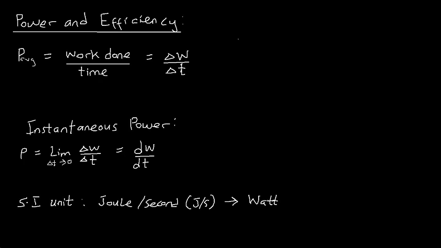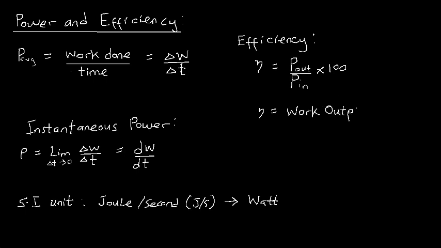We can define the efficiency of a machine as the ratio of its output power to its input power. To express this as a percentage, we simply multiply by 100. We can also define the efficiency of a machine in terms of work done. And so we can say the efficiency of a machine is defined as the ratio of work output to work input. And again, to express this as a percentage, we simply multiply by 100.